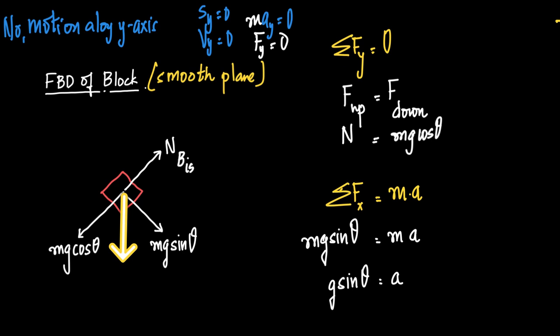Okay, now what does sigma fx is equal to ma imply? It implies that the sum of all the forces acting in the x direction is equal to ma. What are the various forces acting in the x direction? There's only one force, which is mg sin theta. Now you may be wondering what sign to take, positive or negative. For that, what is the overall direction of motion? It is downwards, right? What is the direction of mg sin theta? It is also downwards. Since both are in the same direction, we take mg sin theta to be positive. So plus mg sin theta is equal to ma, and if you cancel m on both sides, we have acceleration is equal to g sin theta.